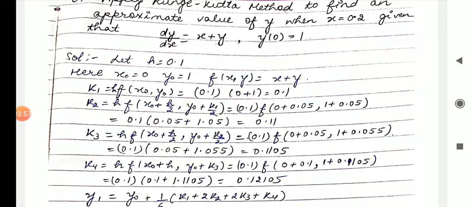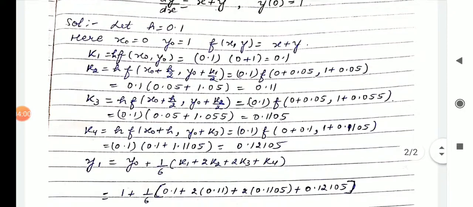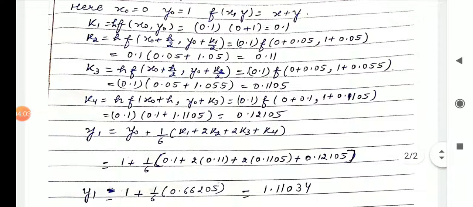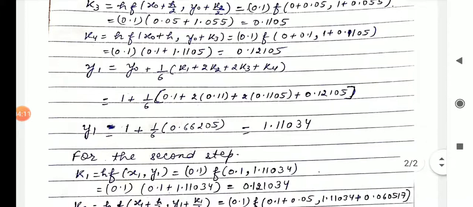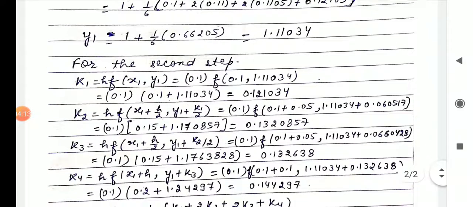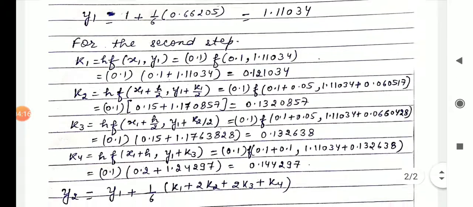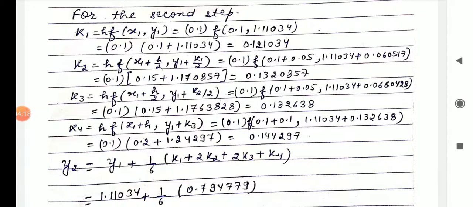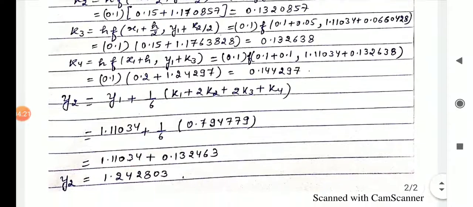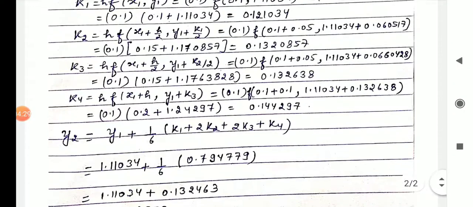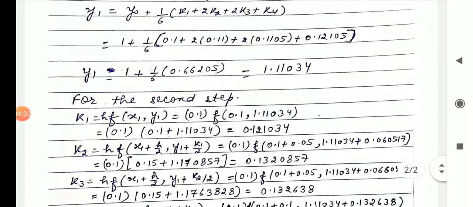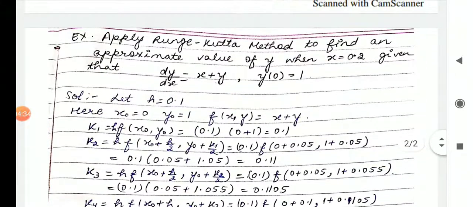Simply we have substituted the values and calculated the values of k1, k2, k3 and k4, and then we have obtained the value of y1 as 1.11034 corresponding to x1 equal to 0.1. For the second step, we have again calculated the values of k1, k2, k3 and k4 as per the formulas, and then calculated the value of y2 as 1.242803 corresponding to x2 equal to 0.2.